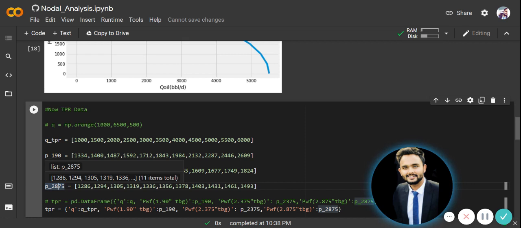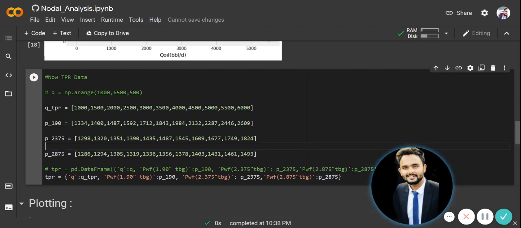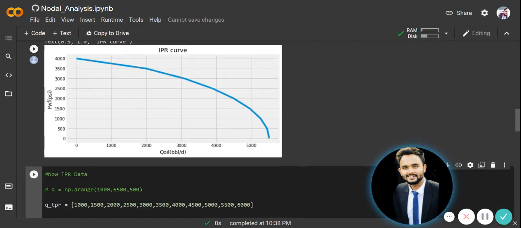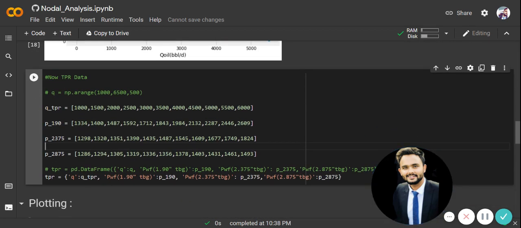We know the concept that the larger the tubing size, the curve should intersect more and more towards the right. But we cannot believe it just because we have read it. We have to apply it to believe it. That's what we will follow from here, right? So let's do this exact thing, which we have done for the IPR, for the TPR.